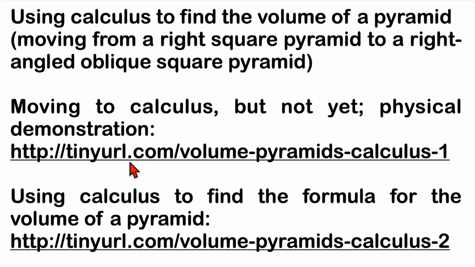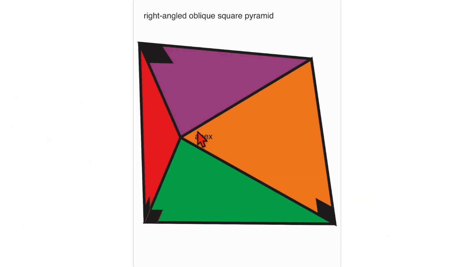He shows transforming a regular square pyramid, think Egyptian pyramids, to a right-angled oblique square pyramid by pushing layers of a regular square pyramid over to align vertically with the vertex of the square base, much like this.